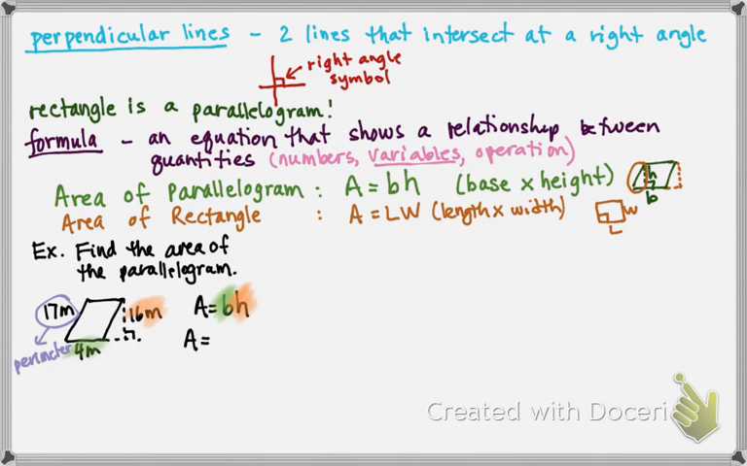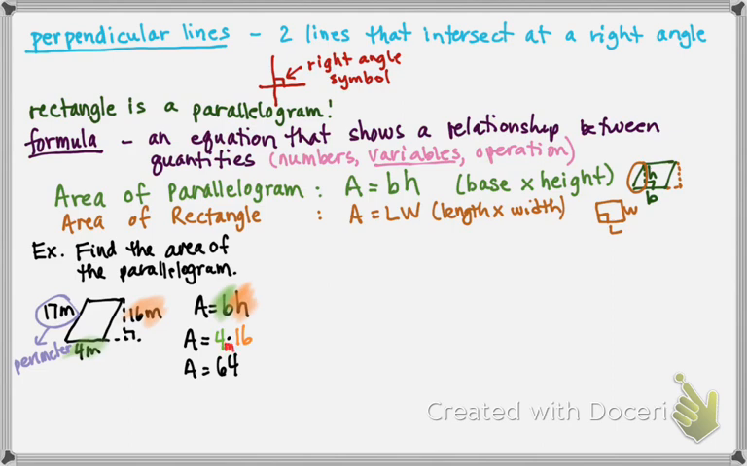So I have A equals the base, which is 4, times the height, which is 16. So if you need to do the math off the side, but I've done this so many times, I know that 4 times 16 is 64. Now, I need to add a label. So let's go back and see what the labels were.